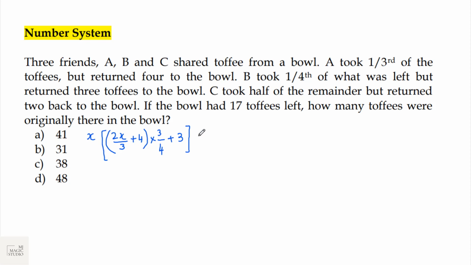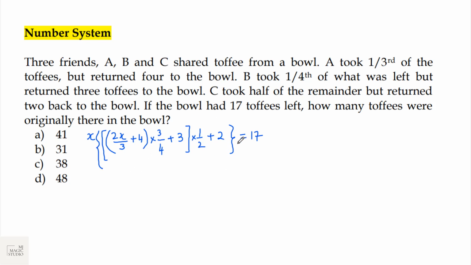C took half of the remainder. That means now we are left with half of this, but returned 2 back to the bowl. Plus 2. These are left in the bowl now. If the bowl has 17 toffees left, now this is equal to 17 as it is given. How many were originally there in the bowl? If we solve this particular equation, we will find the value of x.